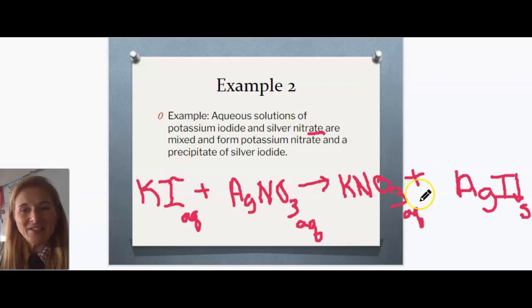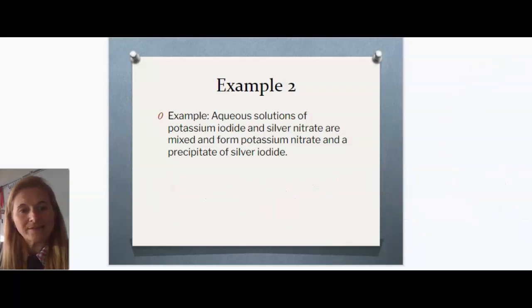And that is in solution, but our silver iodide tells us that it precipitates out, so that means we've got our arrow down. That's kind of a lame arrow there. Arrow down, and so it's going to be a solid. I'm going to look back and make sure that my equation's balanced, and it looks like it is. So there we go. All right.